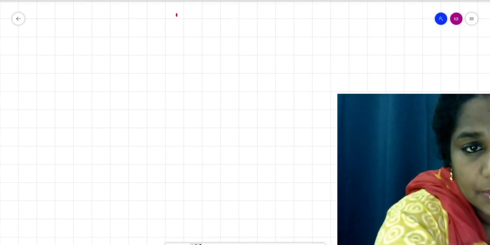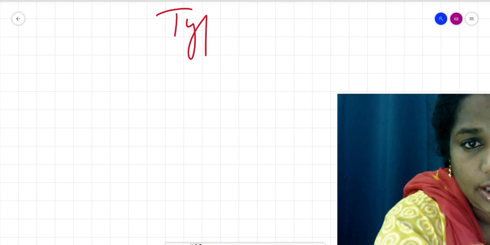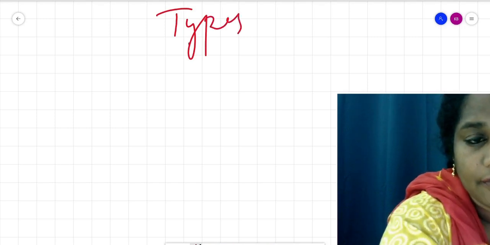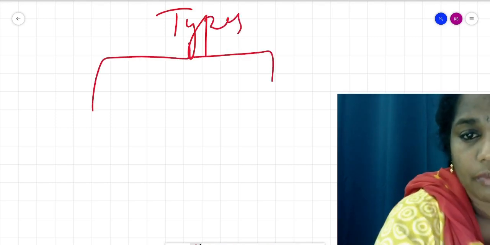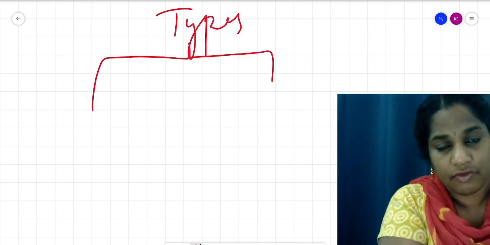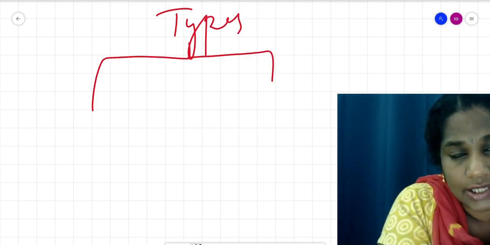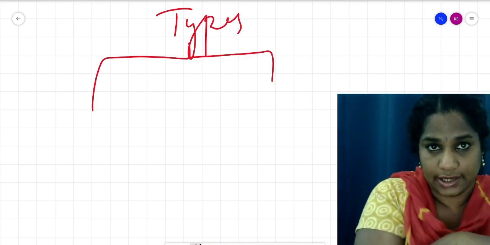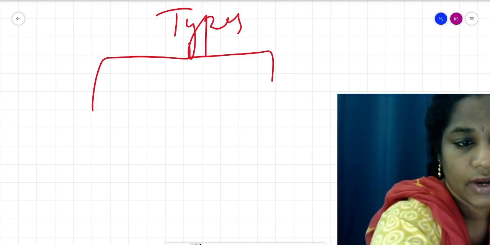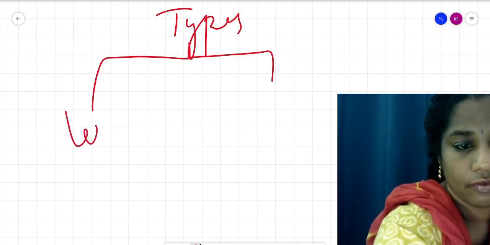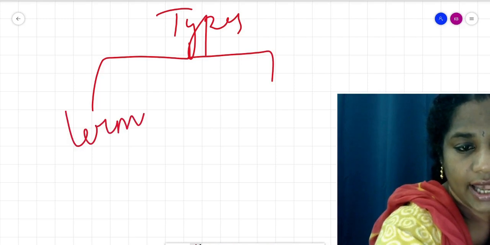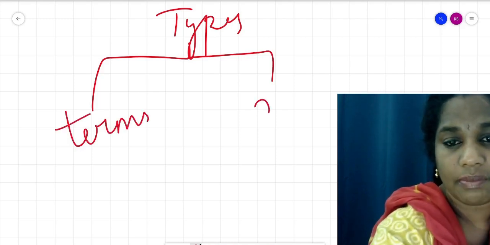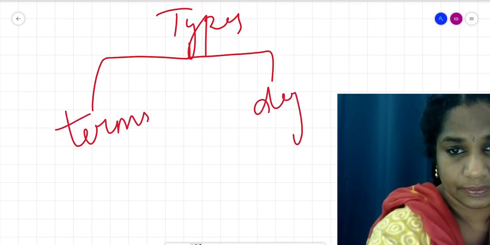So now after we clear these things, what is the next thing that we have to clear? The types of polynomials. You should understand what are different types of polynomials. You can classify polynomials based on two criteria. What are they? First is number of terms and second is on the basis of degree.